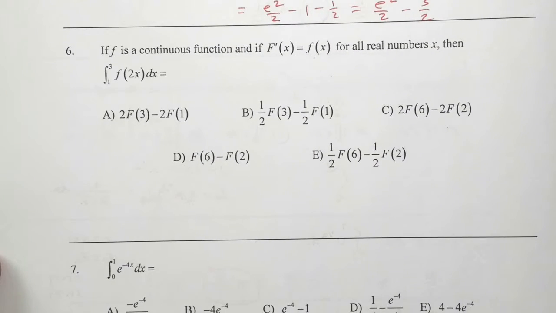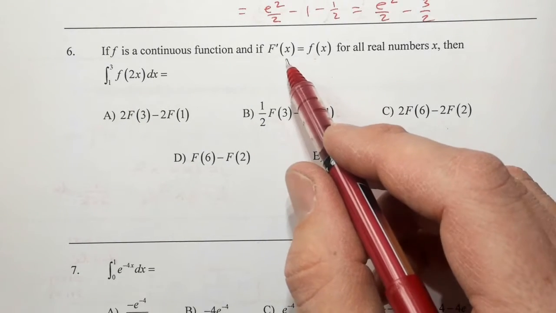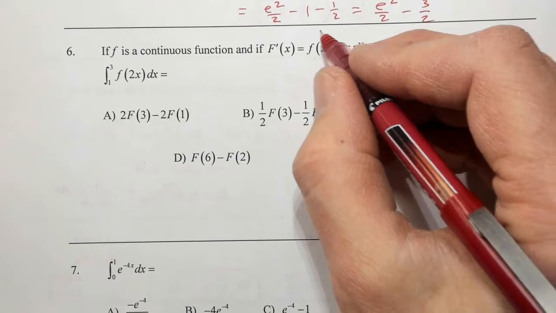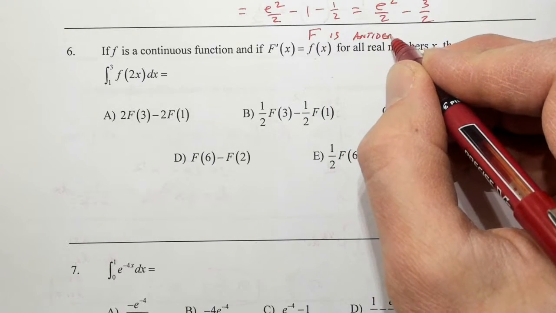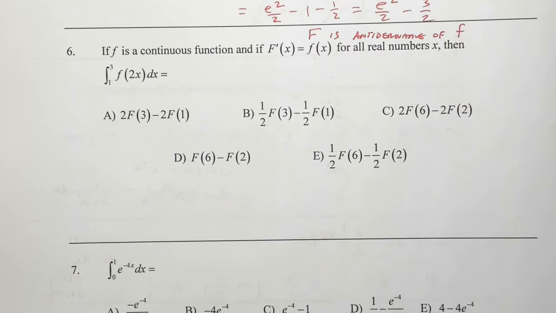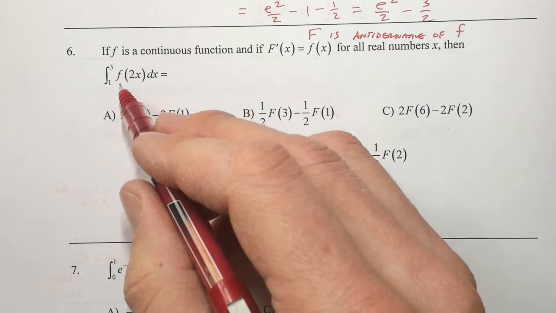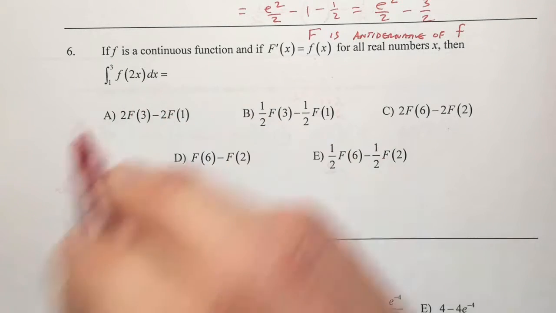For number 6, we're told that f is continuous and f is the derivative of big F. So this is another way of saying that big F is the antiderivative of little f. And we have to figure out what the integral from 1 to 3 of little f of 2x dx is equal to.